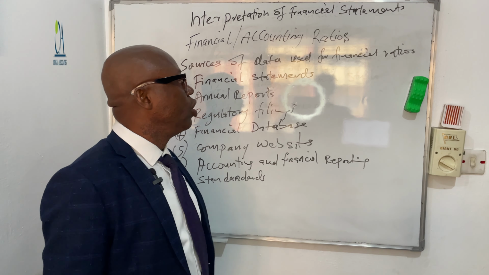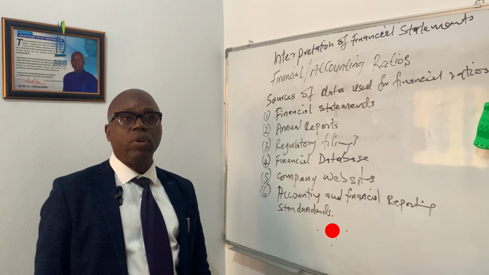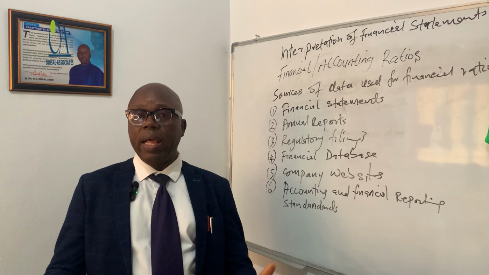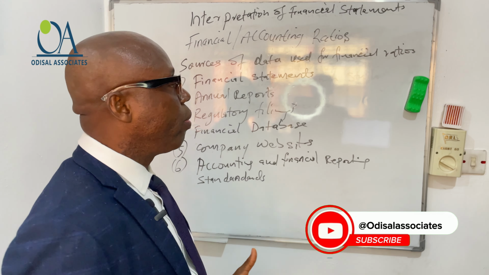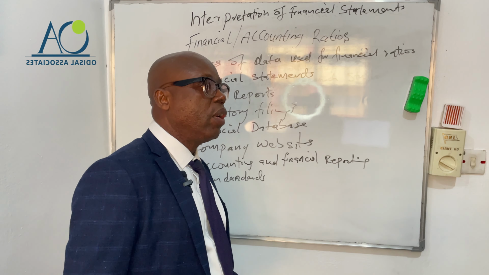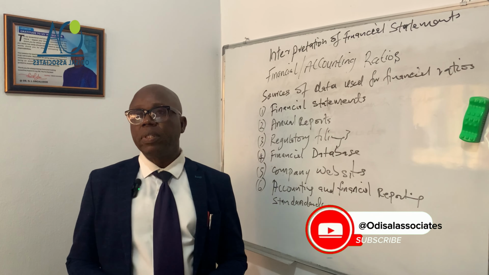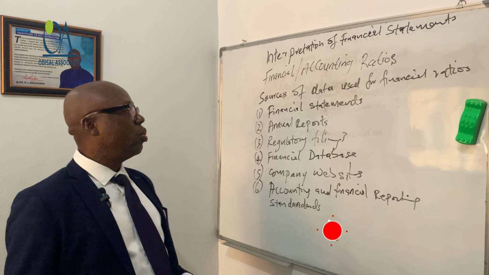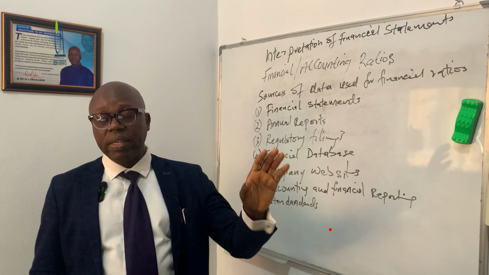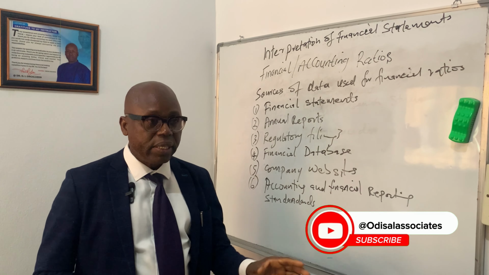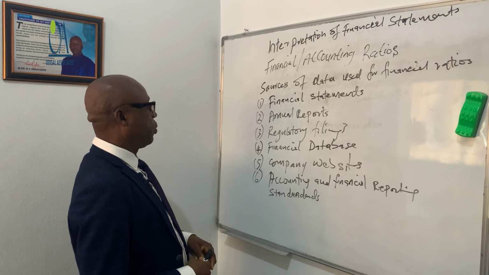Sources of data used for financial ratios. We have the financial statements. Of course, before now, I had already outlined the financial statements, which are statement of financial position, statement of profit or loss and other comprehensive income, statement of cash flows, statement of changes in equity, and notes to the accounts. These are basic statements that you can get data from in order to calculate your financial ratios.